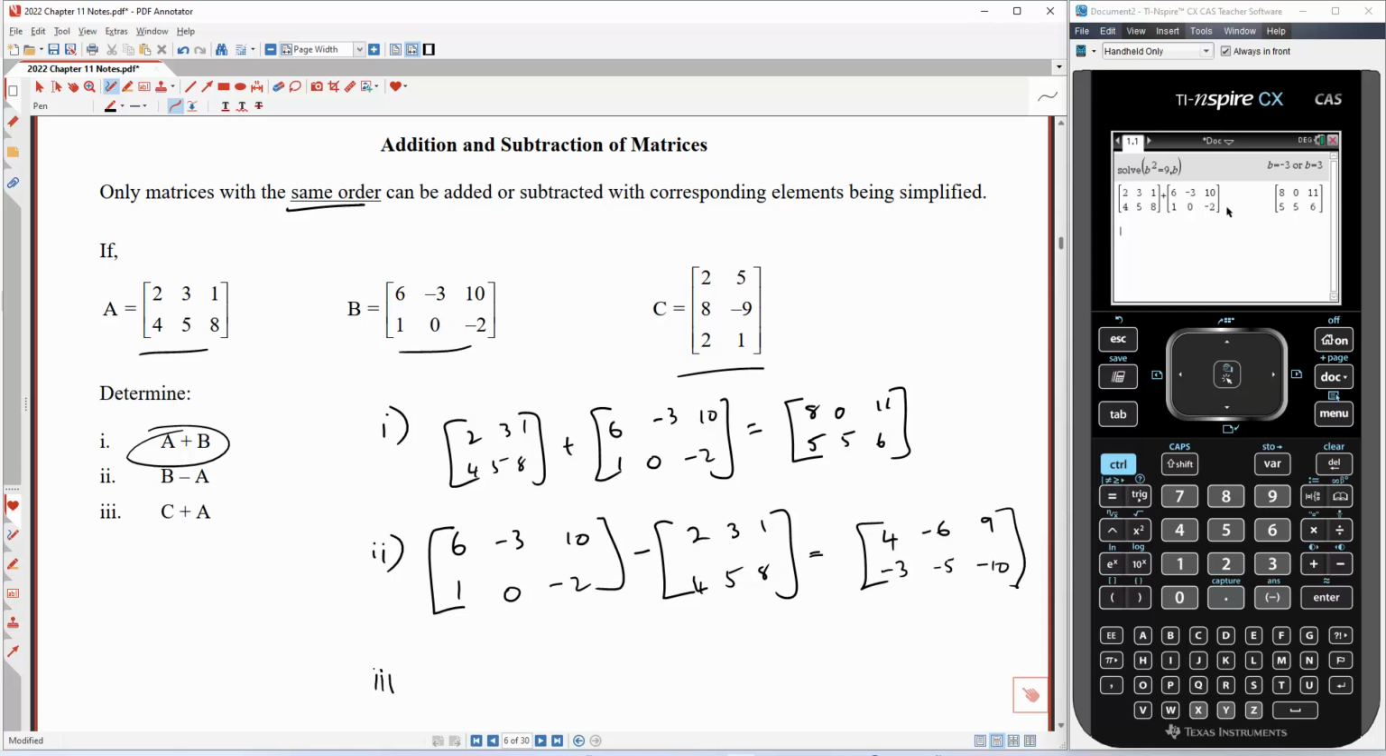Okay, so let's do 3. C plus A. So note that C is a 3 by 2 matrix. Note that A is a 2 by 3 matrix. And we can't add these together. It has to be matrices of the same order. So we're saying C plus A is not defined.